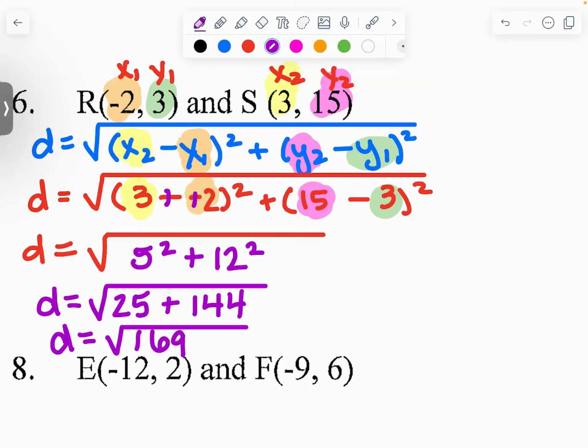Do we leave it like that, or is that a perfect square? It is a perfect square, so our distance is really 13. Now, it's not going to be a perfect square every time. So if it's not a perfect square, you're just going to leave it as that irrational number. Okay.